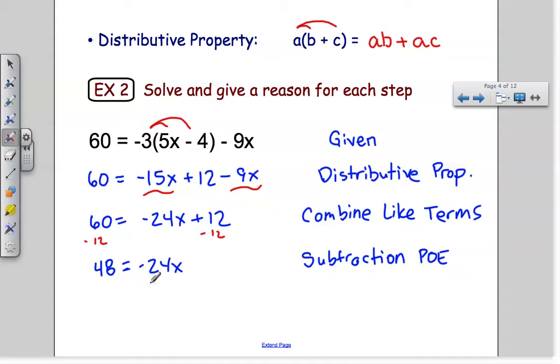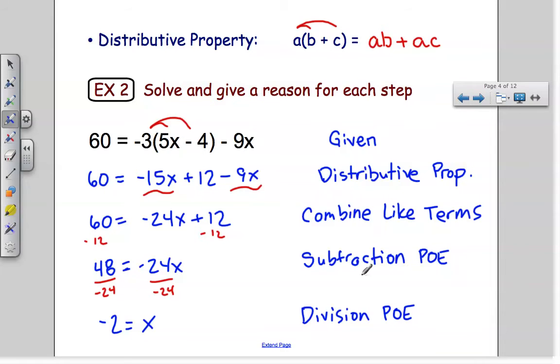And finally, to get x alone, I would have to divide by negative 24 on both sides. 48 divided by negative 24, negative 2 equals x. I've solved for x. What did I do to get to this last step? I divided by the same thing on both sides of the equation, which is division property of equality.